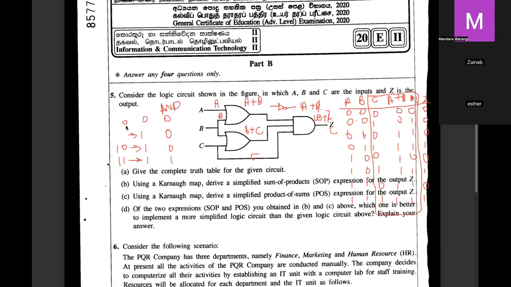Have you done the next one? No. Okay. Then shall I give you 3 minutes to do it? Right. Okay.